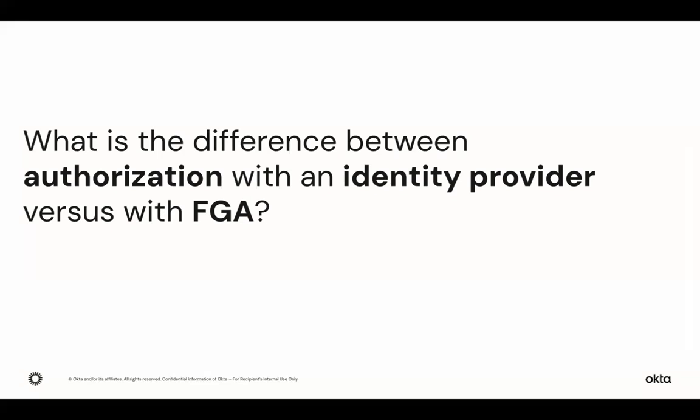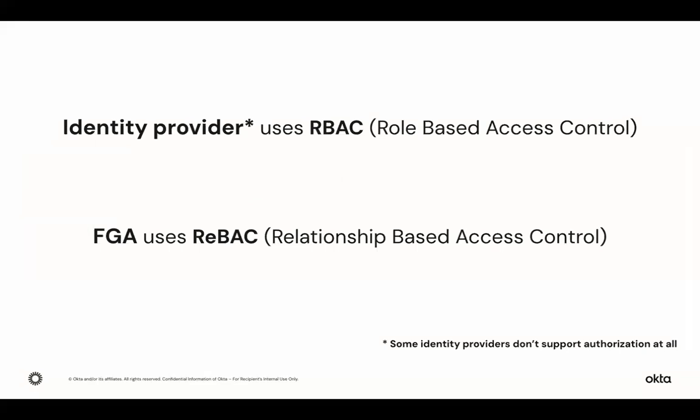So now let's discuss more. There are two models now. I can do authorization with my identity provider, but now I can also do it with FGA. What's the difference? If I can summarize this in two statements, the identity provider uses something called RBAC, role-based access control. FGA uses a model called ReBAC, relationship-based access control.